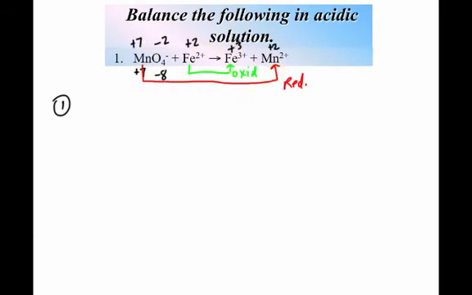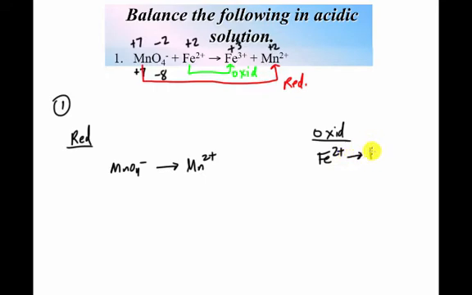So for the balancing purposes, what I'm going to do is I'm going to separate these out. I'm going to write reduction here, and I'm going to write oxidation over here. I'm going to separate out these two half reactions. So I'm going to start with MnO4 minus, and I'm going to write that as Mn2 plus. That's my half reaction. Over here, iron 2 plus goes to iron 3 plus.